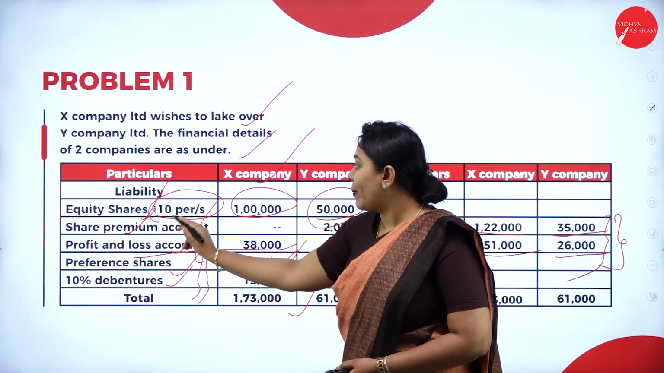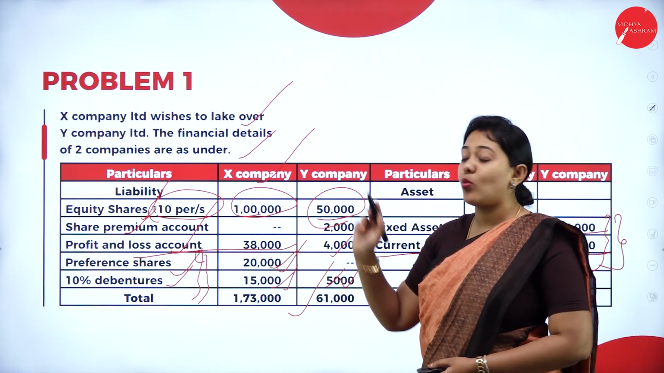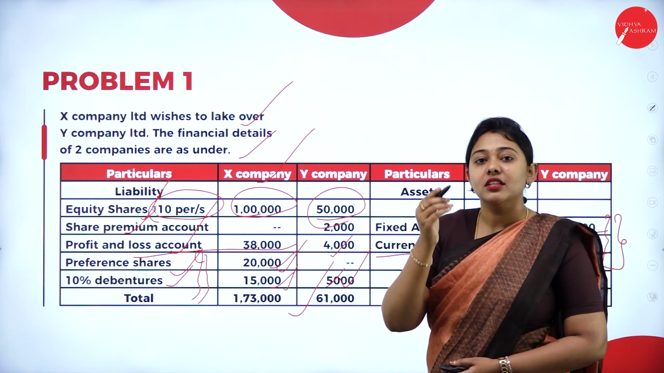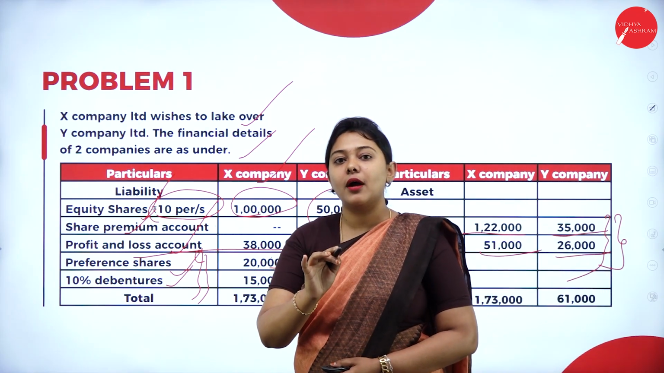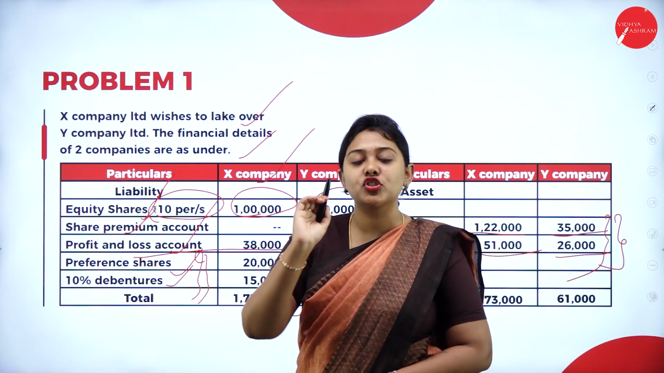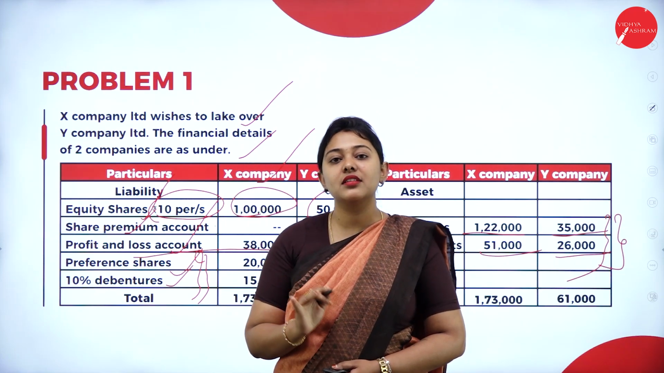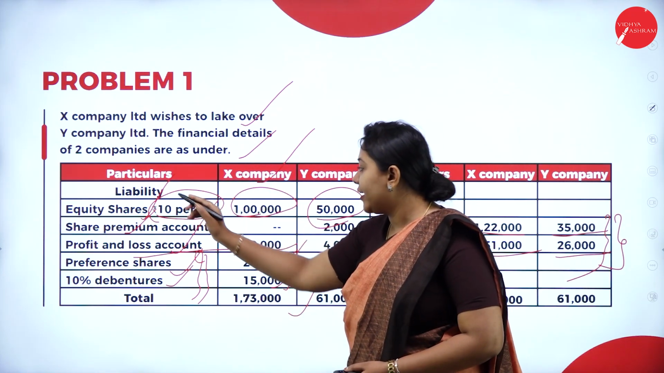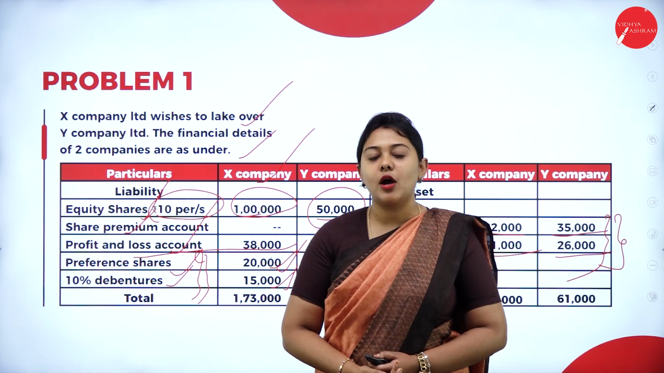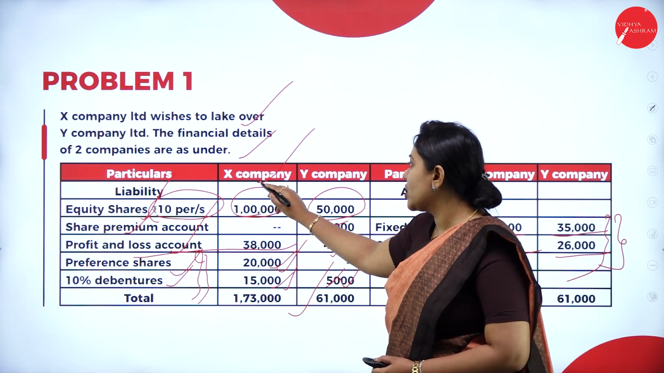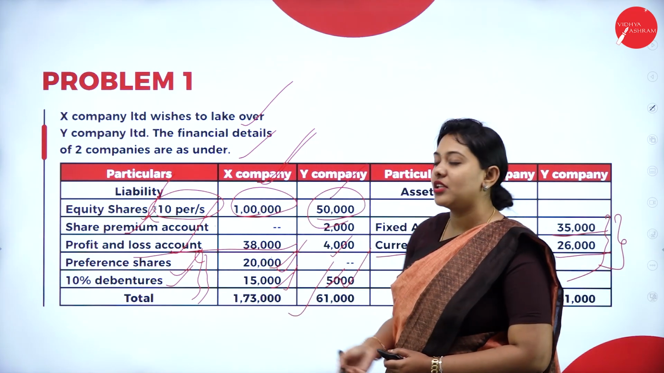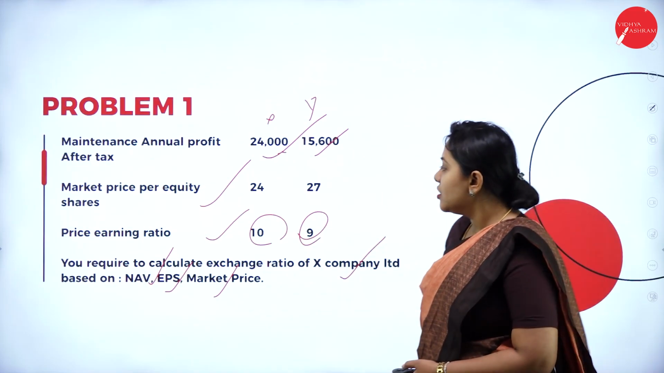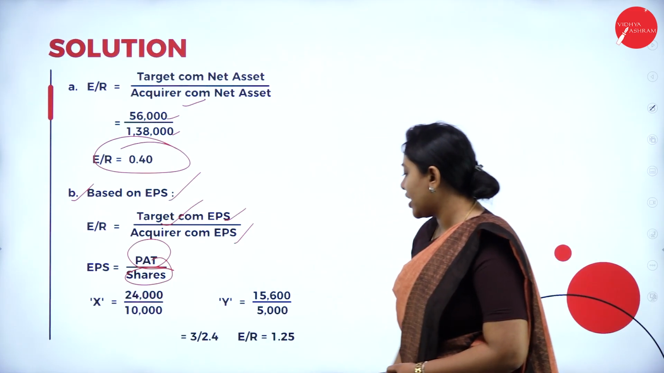Equity share of rupees 10 per share is 1 lakh. So 1 lakh is the value of the X company shares, but it is not the number of shares, it is the money. 1 lakh is the amount. So 1 lakh divided by 10, it will be 10,000. So 10,000 equity shares of X company and 5,000 equity shares of Y company. So we are taking that 10,000 and 5,000.